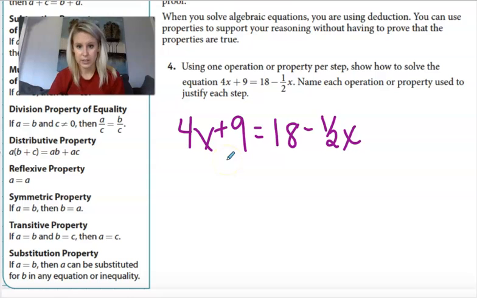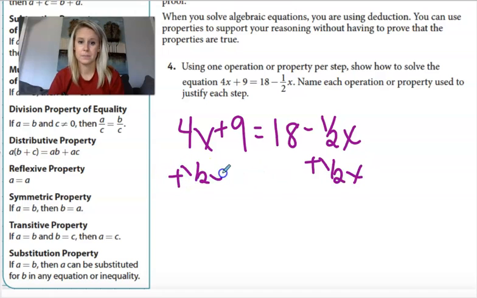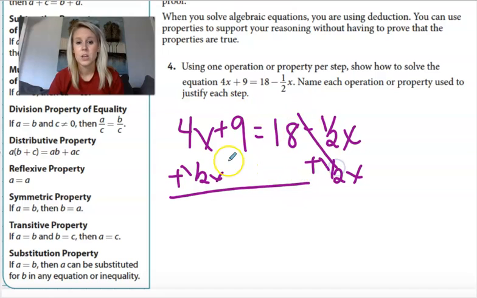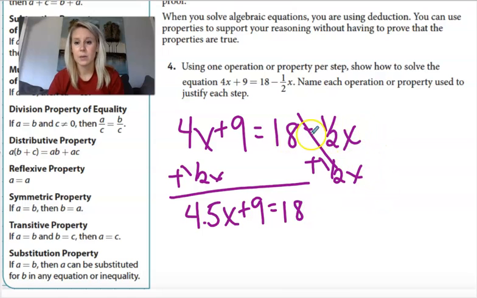So one way of solving this, I always like to get my variables to the left side. So I'm going to add a half x to both sides, okay? So I'm left with 4.5x plus 9 equals 18. So the reason I went from this first step to this second step was I added. So that's called the addition property of equality.